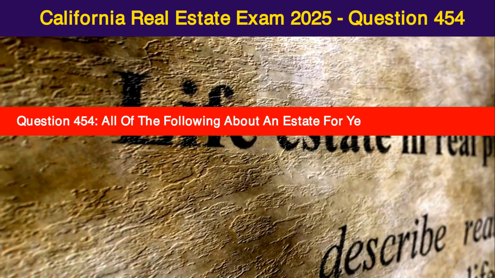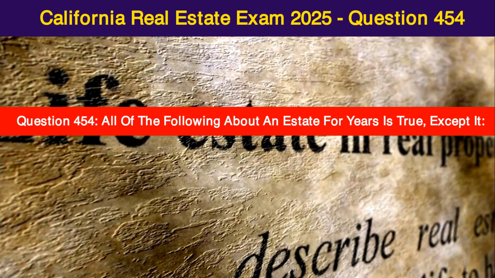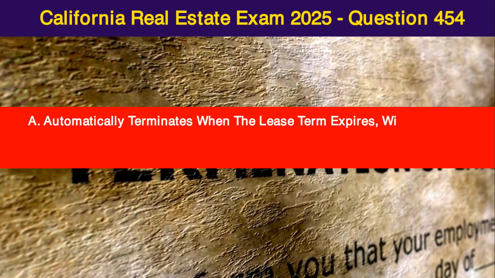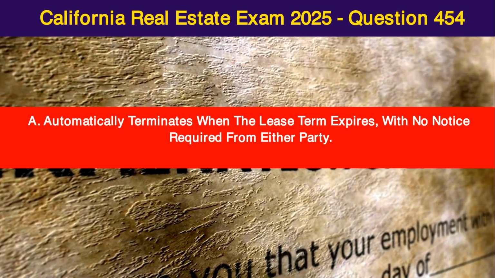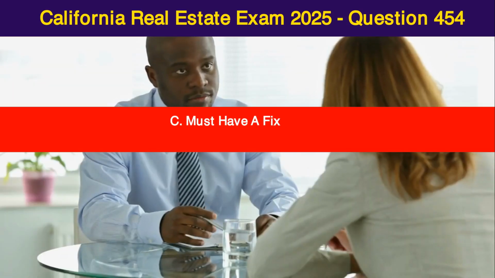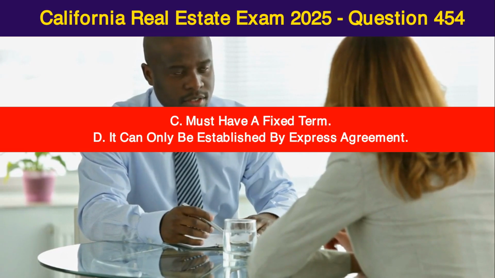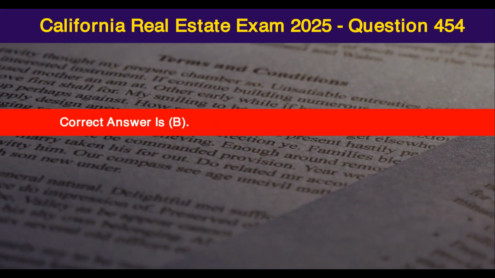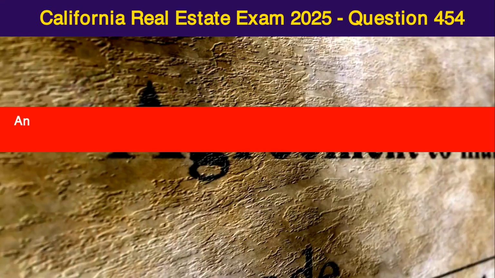Question 454. All of the following about an estate for years is true, except it. A. Automatically terminates when the lease term expires, with no notice required from either party. B. Must have a term lasting at least a year. C. Must have a fixed term. D. It can only be established by express agreement. Correct answer is B. Must have a term lasting at least a year.